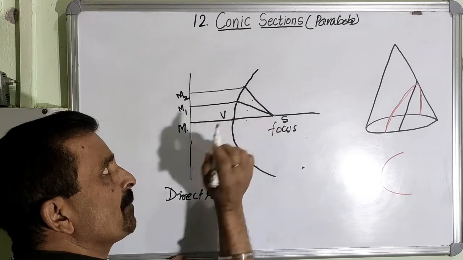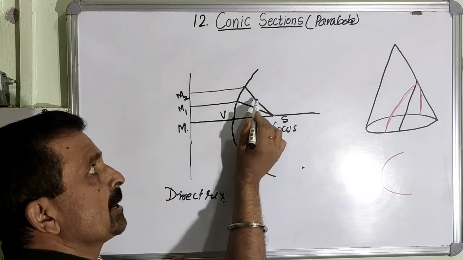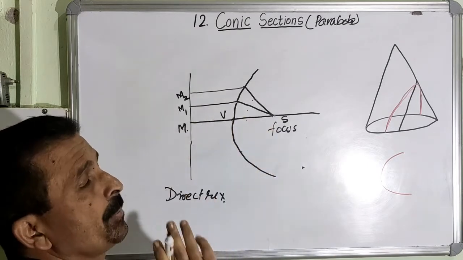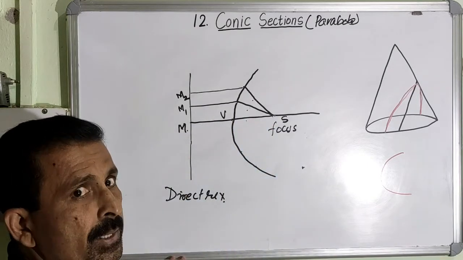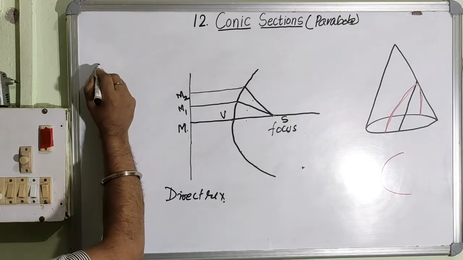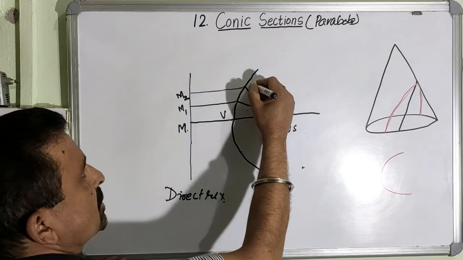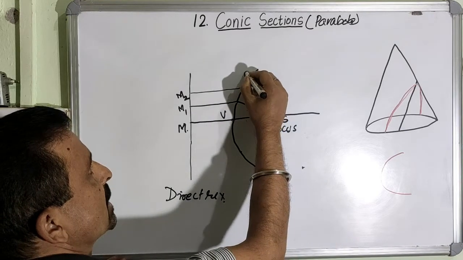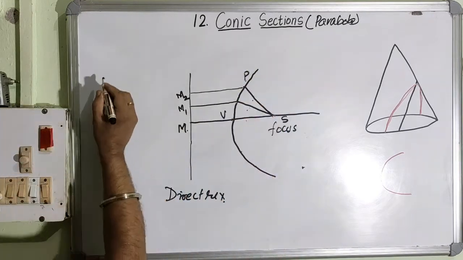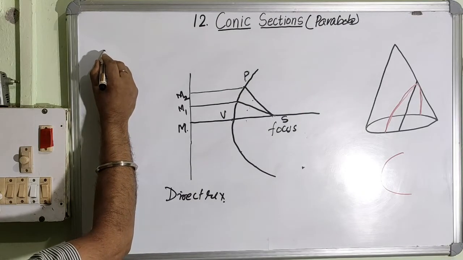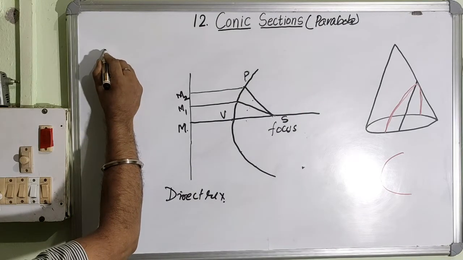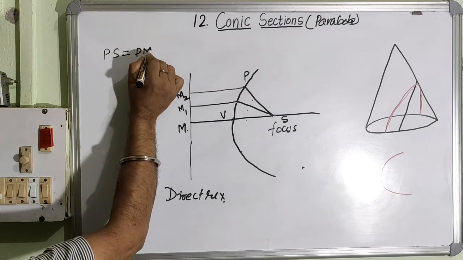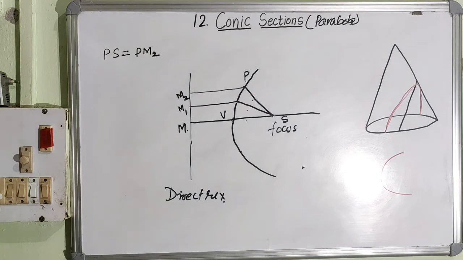These distances may be different, but the distance of this point from S and also from M will always be the same. Means, suppose we name this point as P. If this point is named as P, that means we will say PS is equal to PM2. Is it very clear?